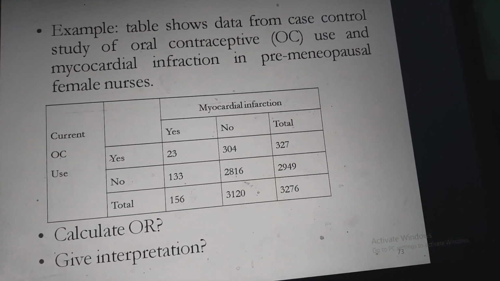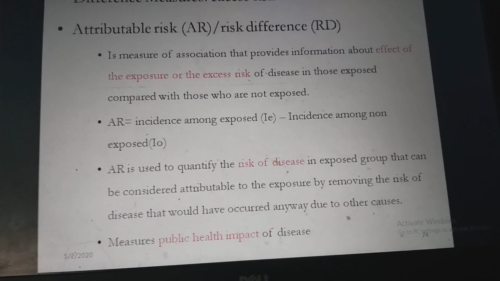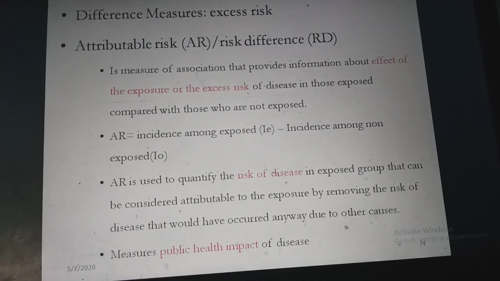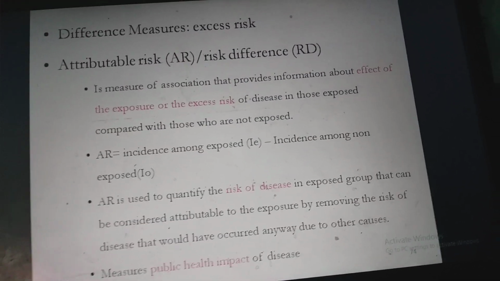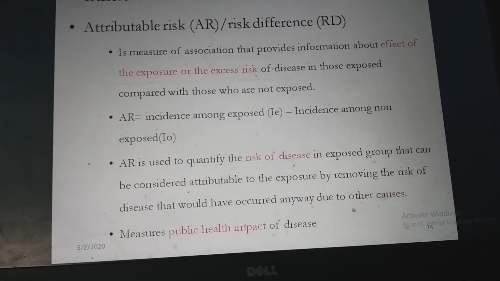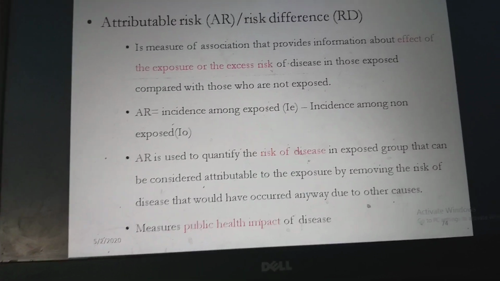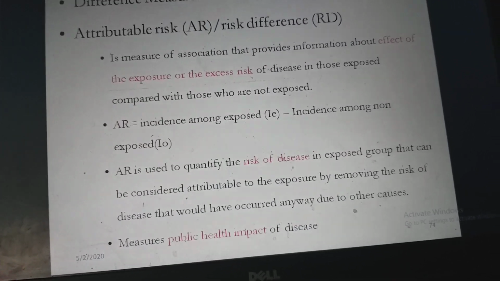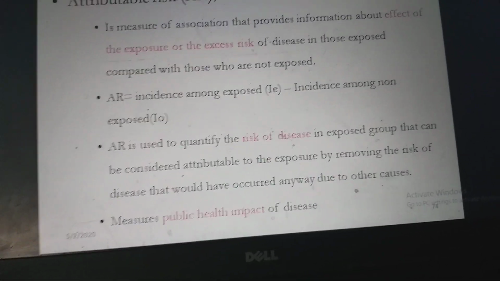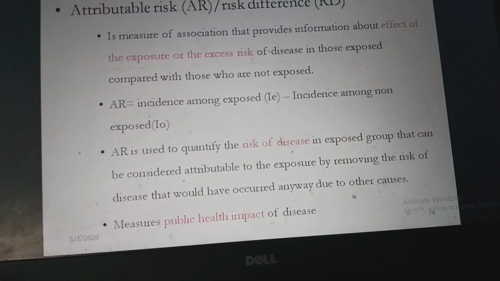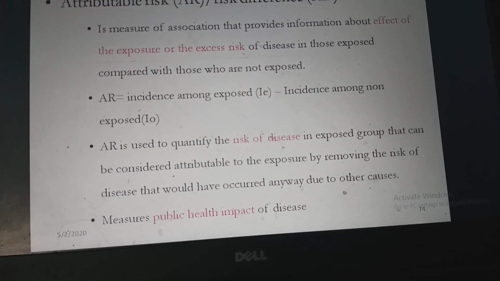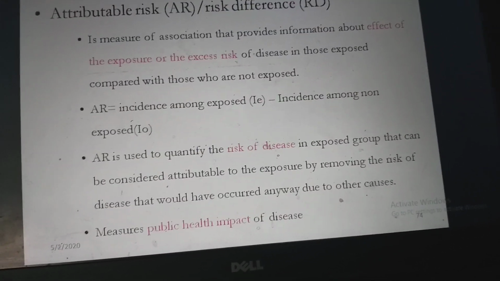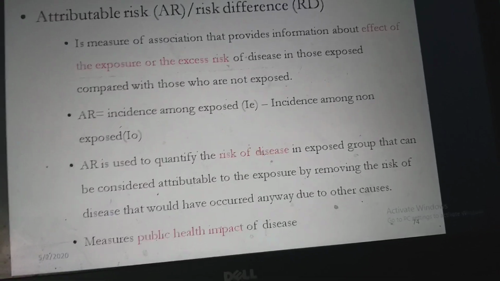So don't forget the interpretation again. The other is difference measures or excess risk. Difference measure, excess risk, in a sense means simply we can say attributable risk, or risk difference. It measures the association that provides information about the effect of exposure, or the excess risk of disease in those exposed compared with those who are not exposed. So simply, attributable risk is equal to incidence among exposed minus incidence among non-exposed.